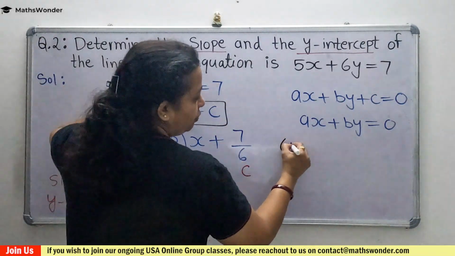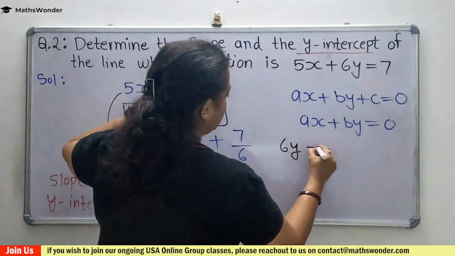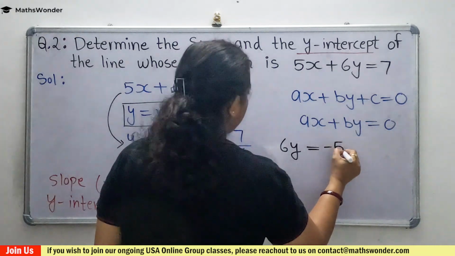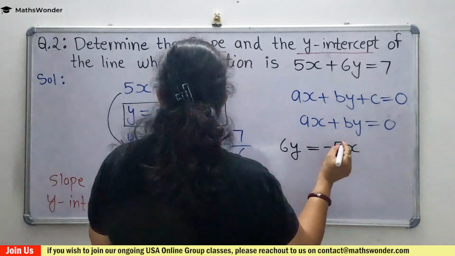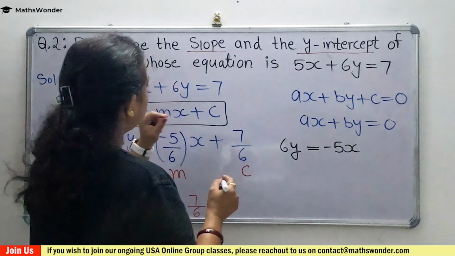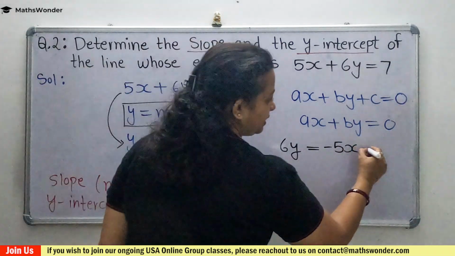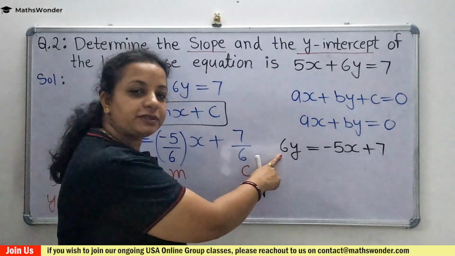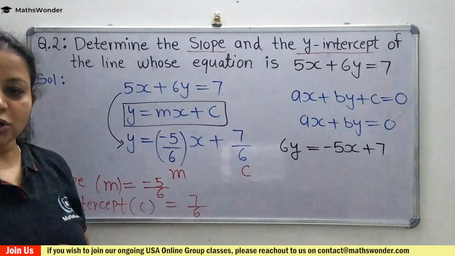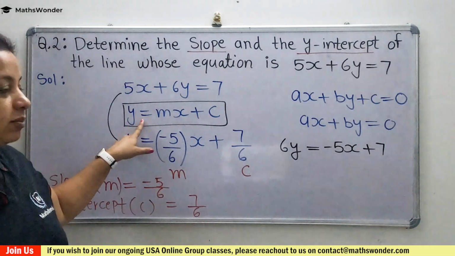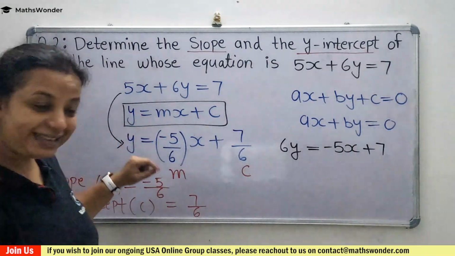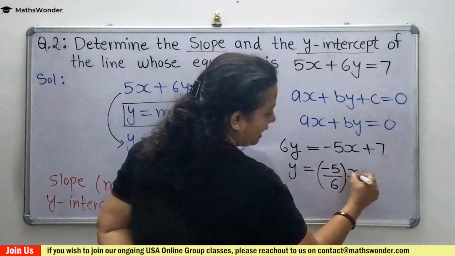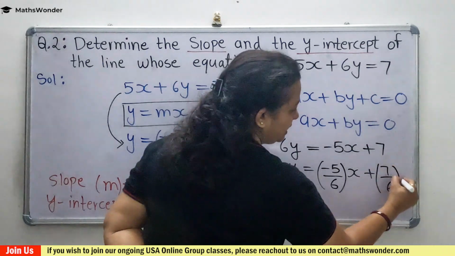Now see, if you write 6y is equal to minus 5x plus 7, can we write it like this? Now we need to remove 6 from this part, because we have to write it in this form. So y single, right? So you divide by 6 on both sides. So y is equal to -5 over 6 x, and we divide 7 over 6. See? Easy.